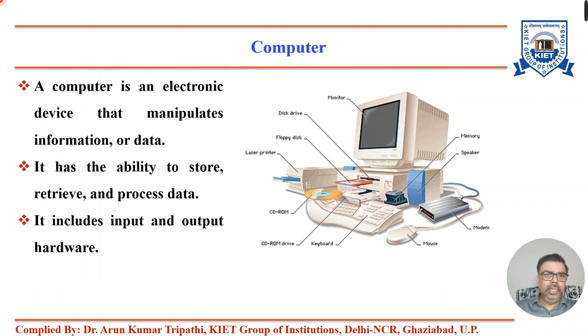So here let us go through the definition. A computer is an electronic device that manipulates information or data. It has the ability to store, retrieve, and process data. It includes input and output hardware. So a computer has some input devices, some output devices, and a processor that performs the operations or executes or manipulates the data.